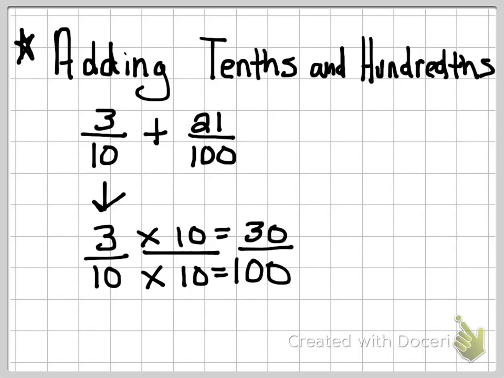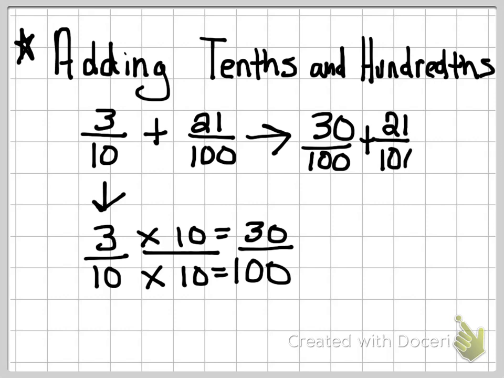So now we can rewrite our expression to 30 hundredths plus 21 hundredths. 30 plus 20 is 50, plus 1 is 51 hundredths.